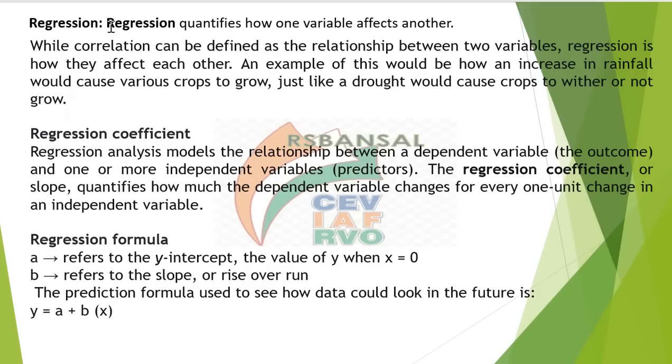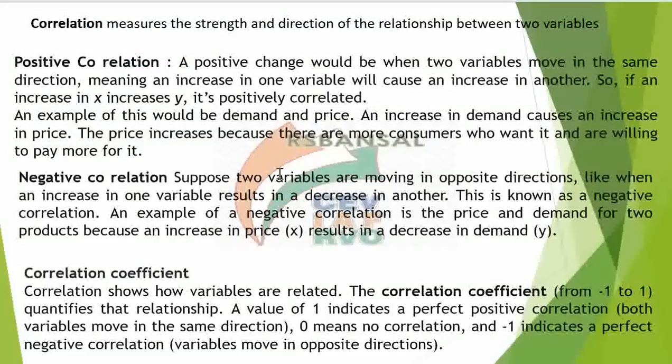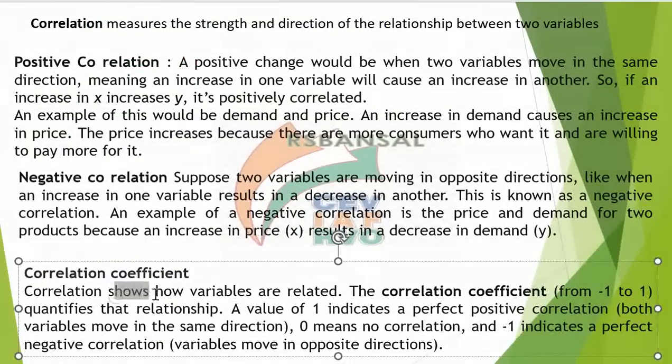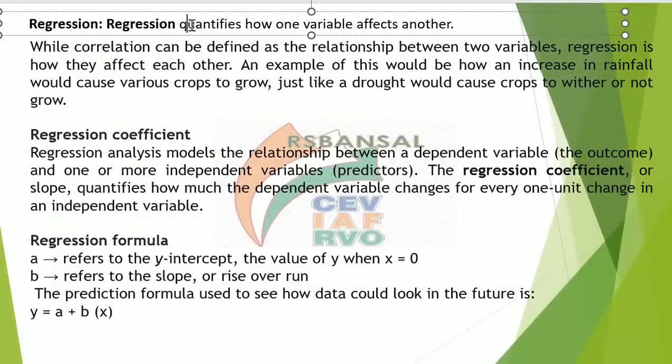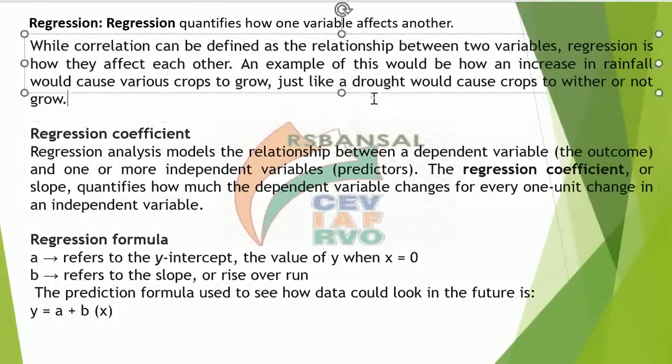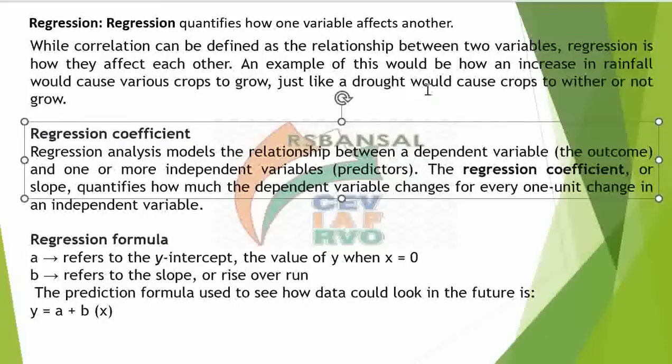Then the next thing is regression. Regression quantifies how one variable affects the other. See here the difference: correlation shows how they are related, but regression quantifies how one variable affects the other. Let us suppose an example. If there is an increase in rainfall, it will cause crops to grow. More crops will be grown if the rainfall is more. Just like a drought would cause crops to wither, not to grow.